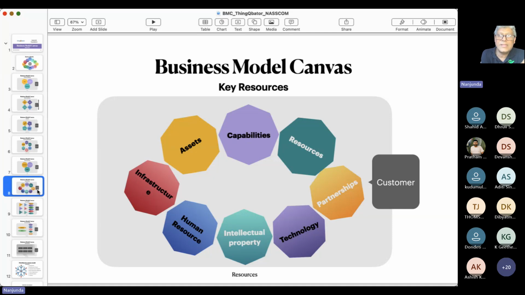So see, you need to map out all the key resources, the key components that make up your business. It's very important that you identify it. So what are the assets? What are the capabilities, resources, partnerships, technology, IP, HR, infrastructure? Each of these things you need to map out. In this case, I put resource separate, human resource separate, because resources could be so many other things, even financial things. Capabilities can be the very experience or industry connects. But what is important is that you slot each of them together.